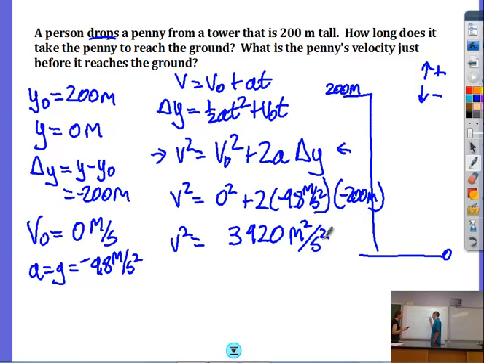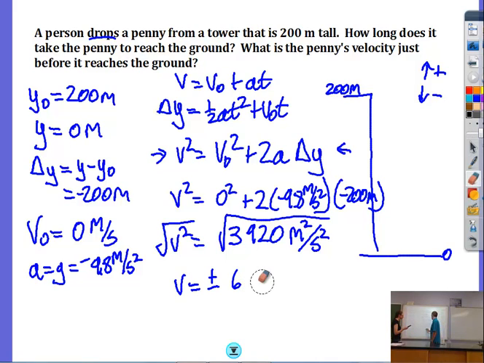It's good that it's positive, because I'm going to have to take a square root to answer this, and I can't take the square root of a negative. That'd be so imaginary. v equals, and it's a square root, so plus or minus 62.61 meters per second. Now, in math, we would just call it good and circle it, but in physics, we want to know which one it is, because it's only one of those velocities. Right? It's falling down. It's not falling up, so it's a negative. It's the negative answer. 62.61 meters per second.